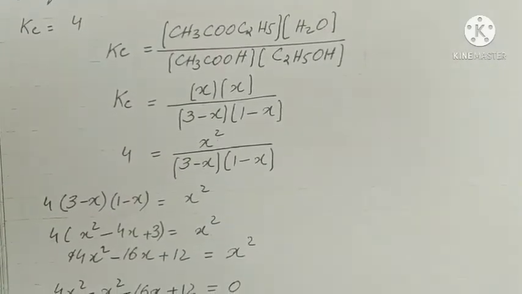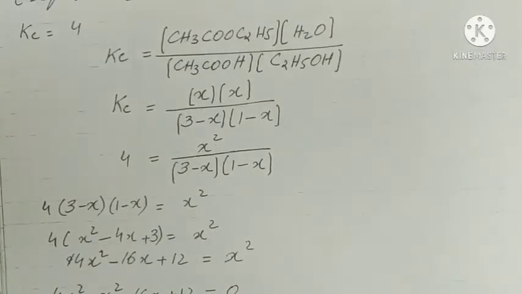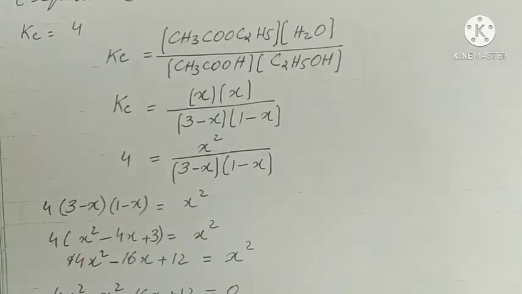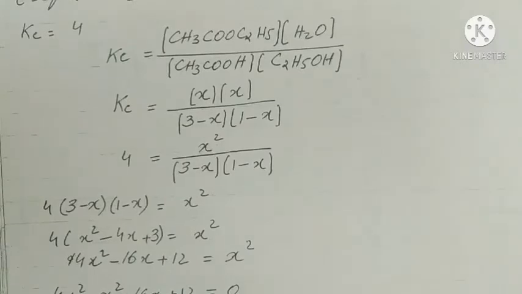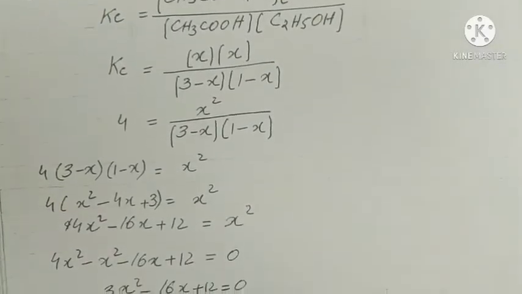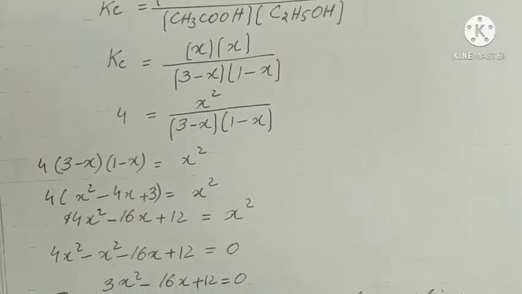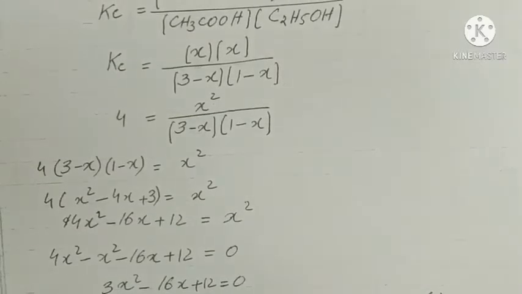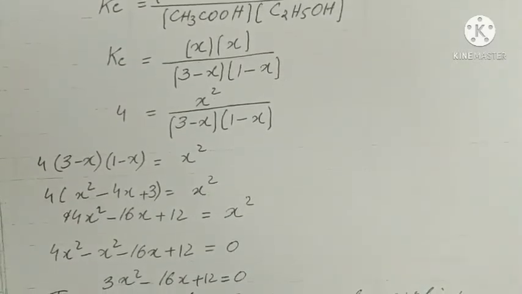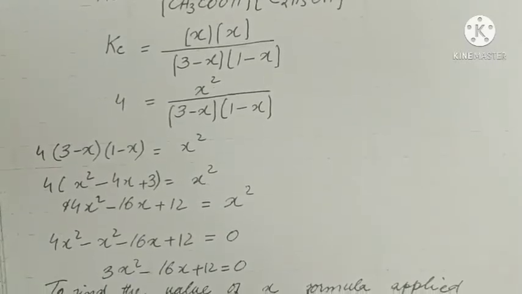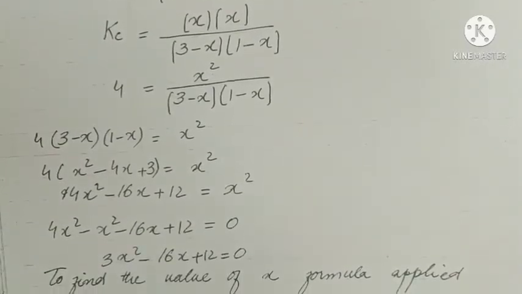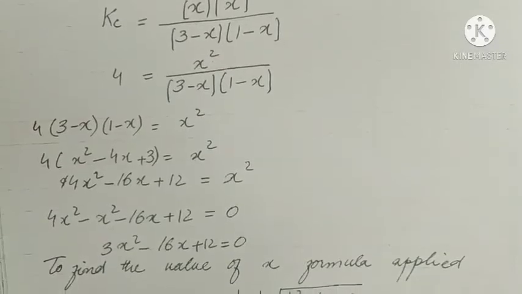4 into multiply 3x minus 3 minus x into 1 minus x square minus 4x plus 3 into 4, and then the answer is 4x square minus 16x plus 12 is equal to x square. Now take x square on the left hand side: 4x square minus x square minus 16x plus 12 is equal to 0, and the final equation is 3x square minus 16x plus 12 is equal to 0.